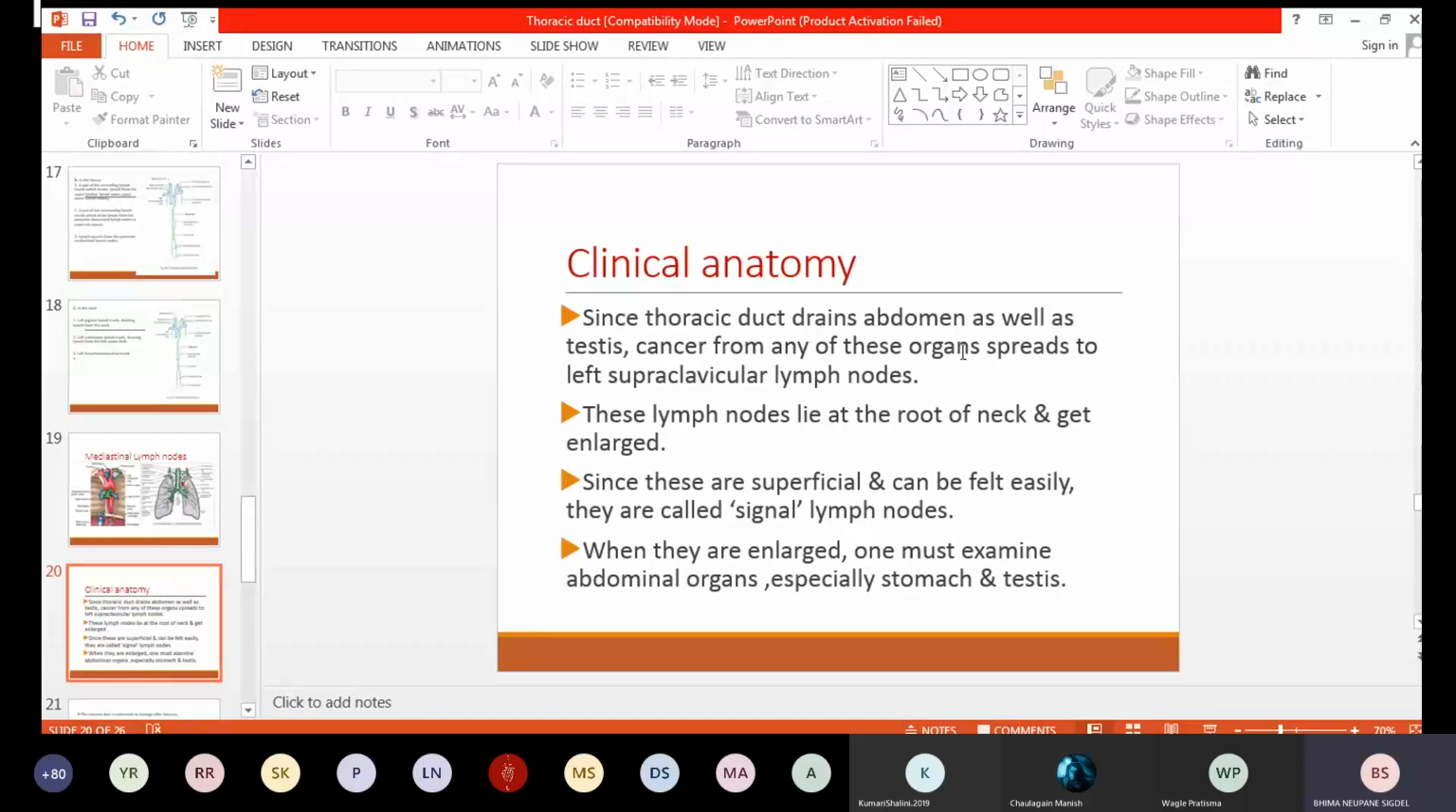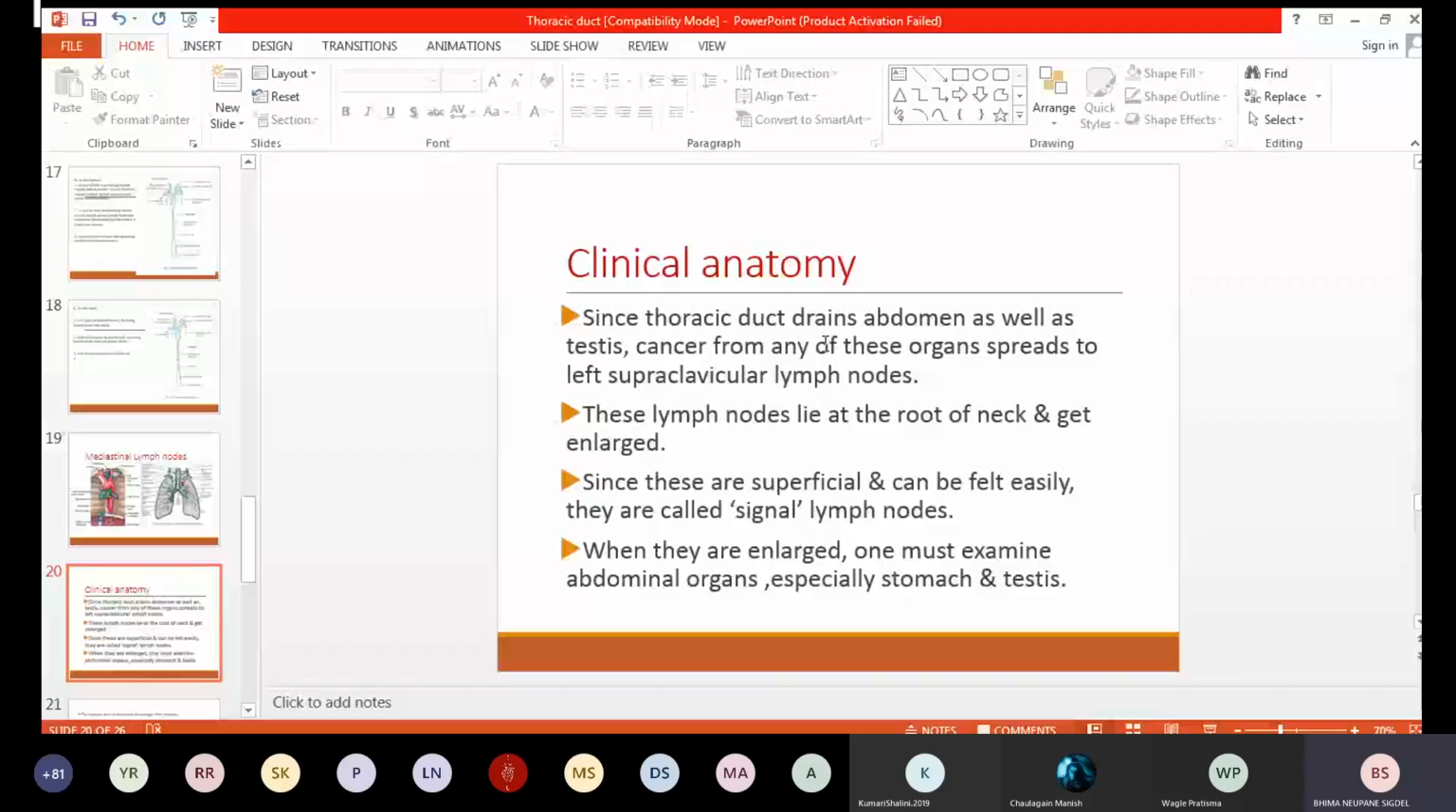So for MCQ, you have to remember the left supraclavicular lymph node is known as the signal lymph node for the testes also, and even the stomach also.